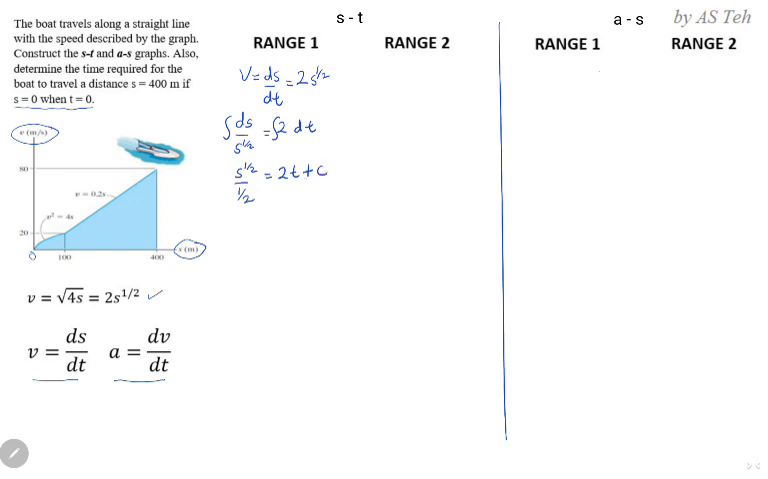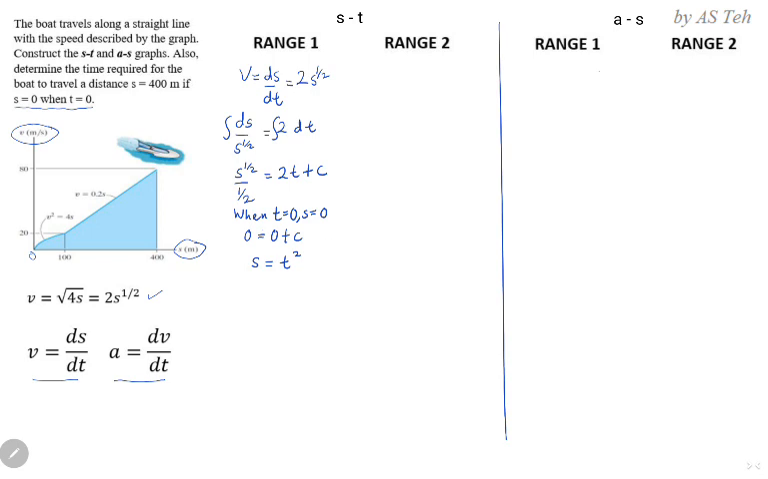In order for me to solve this, I have to use my initial conditions, whereby, as mentioned earlier, when t equals 0, s equals 0. If you substitute into it, you'll find that c takes on the value of 0. And therefore, I can get the relation of s, which is going to be s equals t to the power of 2. Okay, so we have established the relation of displacement versus time for range 1.